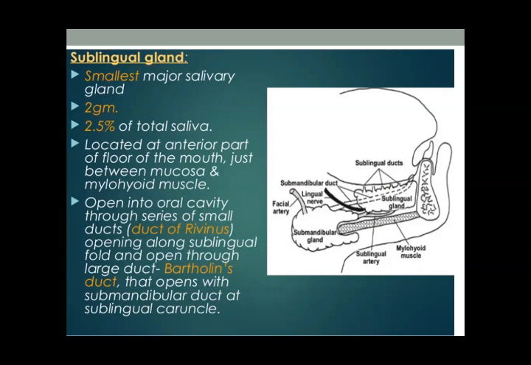The duct of the sublingual gland is the duct of Rivinus. The parotid gland had Stensen's duct, the mandibular gland had Wharton's duct, and third is the duct of Rivinus of the sublingual gland. Opening along the sublingual fold, and a larger duct, Bartholin's, opens with the mandibular duct at the sublingual caruncle.